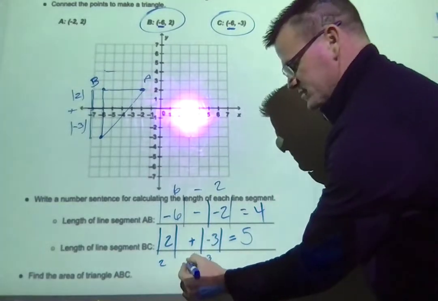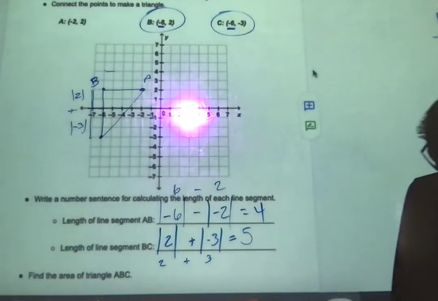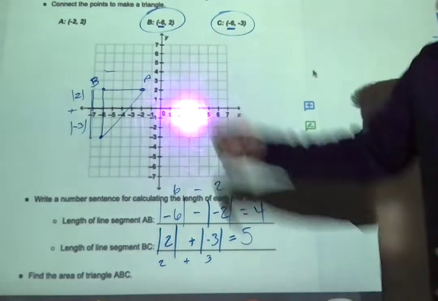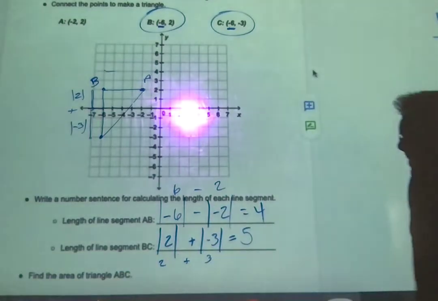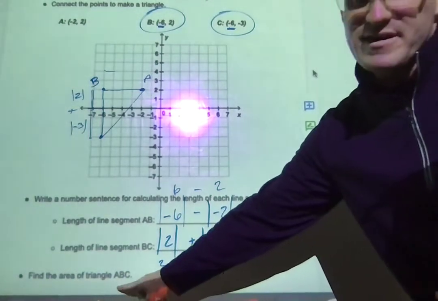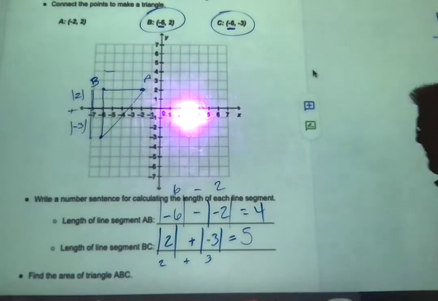So it's just 2 plus 3. Distance is always positive. So I can see how long these line segments are. And guys, we're getting ready to find the area of this triangle. Okay, and you can see it briefly down here. You can't see the line. I'll scroll down in a second.